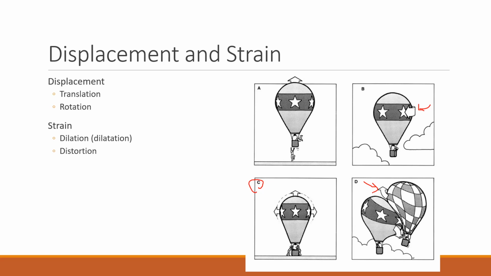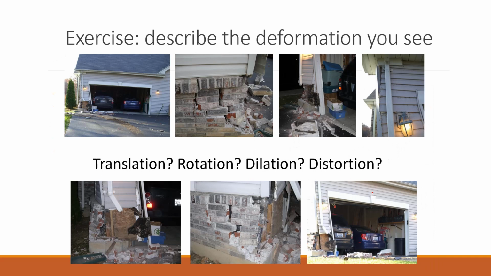Okay, real world practice. Describe the deformation you see. This is my parents' house. The first year I was in graduate school, a car decided to have a hit and run on my parents' garage. So it came up the hill, smacked into the corner of the garage, and then came on down, driving down the driveway.